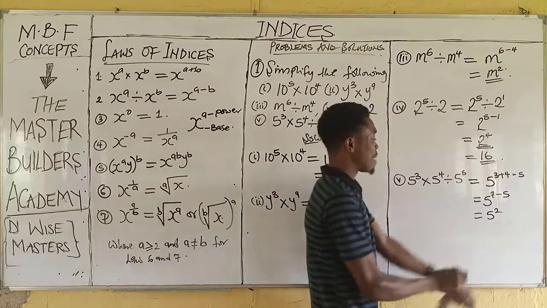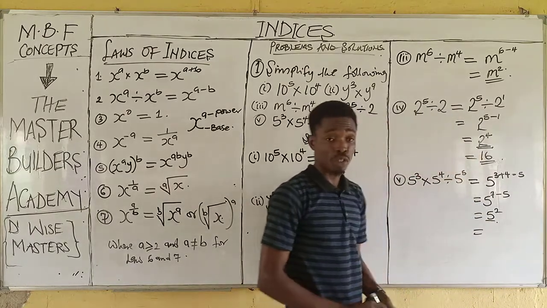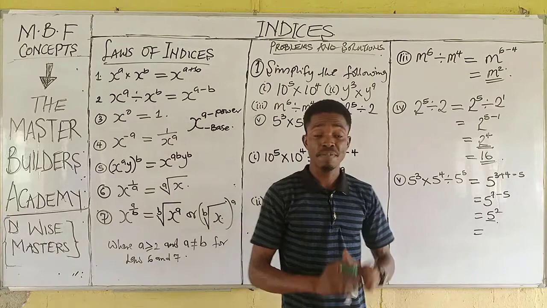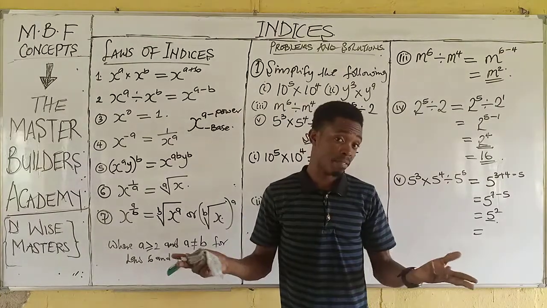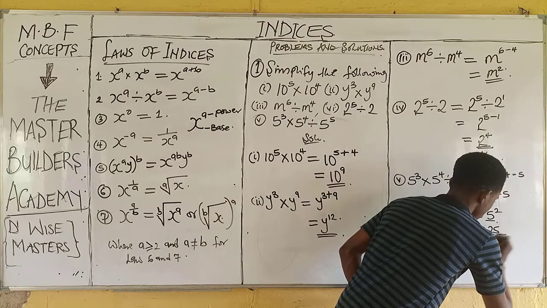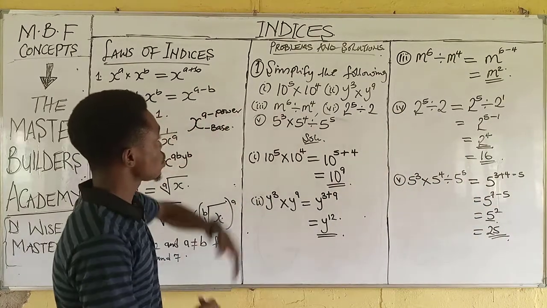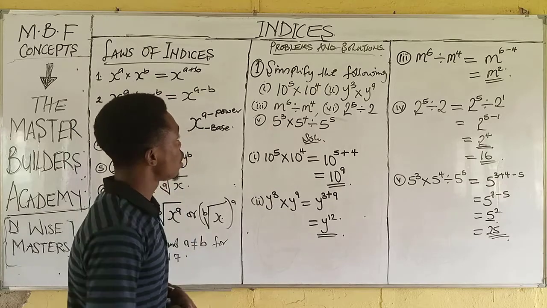Now I can decide to leave my answer here or further my answer based on objective condition. And 5 raised to the power 2 means 5 multiplied by 5, just 5 in 2 times. So I can decide to stop it. So this is the first session of question number 1.